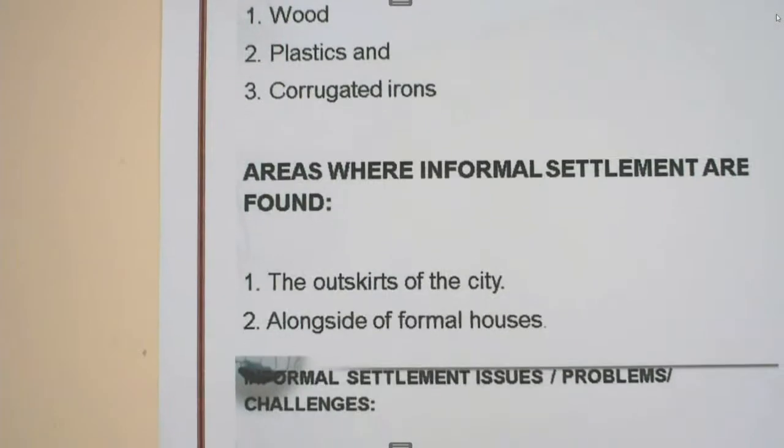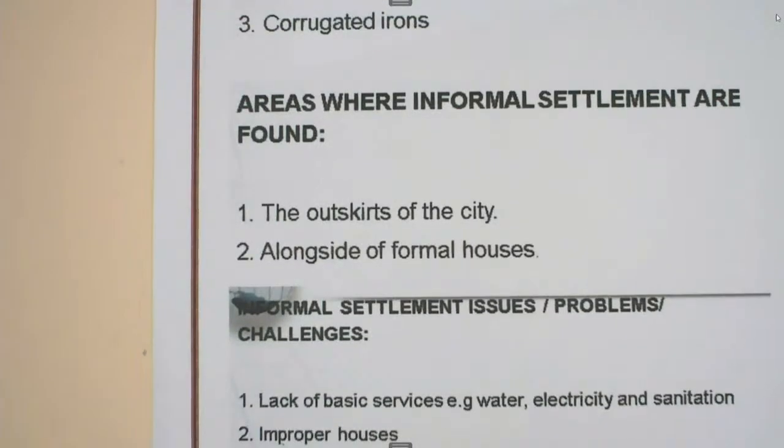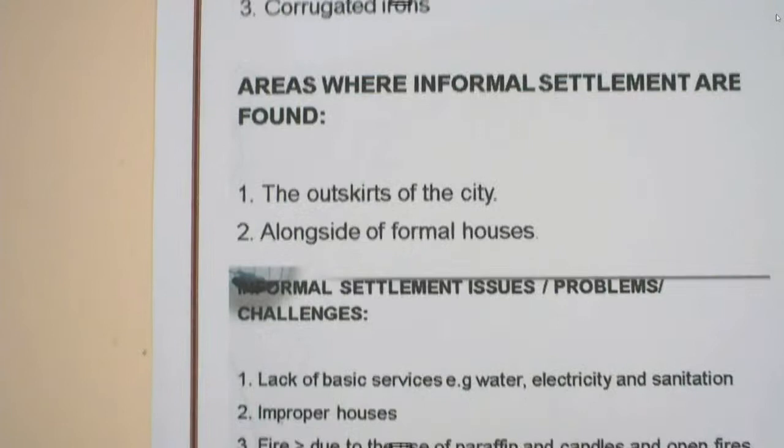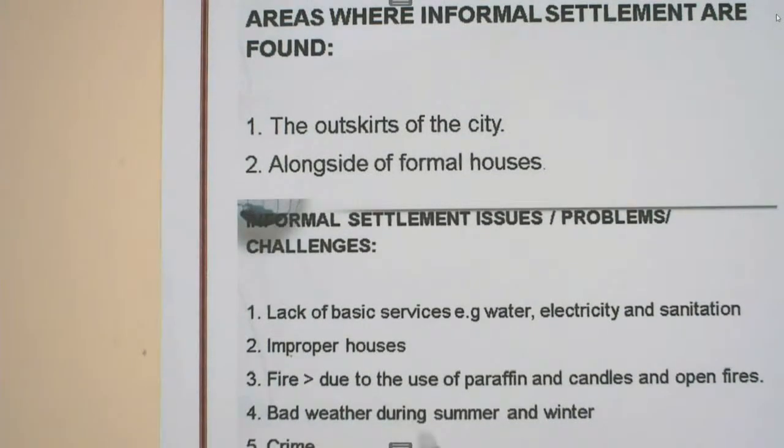Informal settlement issues or problems are the following. The first one, lack of services, e.g. water, electricity, sanitation. Lack of proper houses, so improper houses is what is happening there. Dangers of fire due to the use of paraffin, candles and open fires. Bad weather during summer and winter.